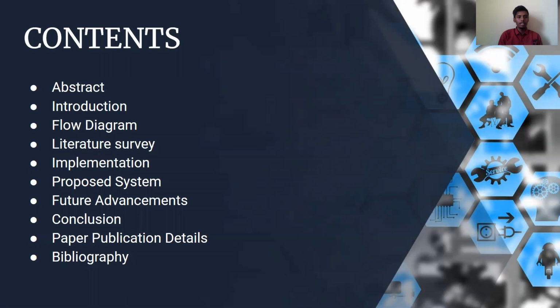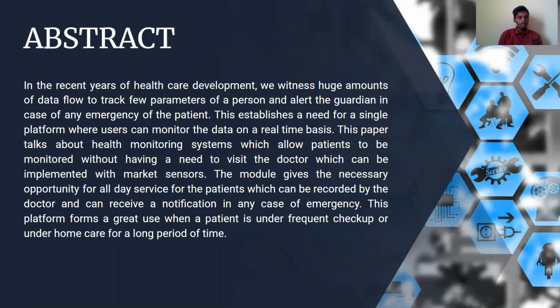Moving on to the contents, firstly, I'll be briefing the summary of the entire process, and once we move on to the introduction, we'll see how, what, and why this can be useful in different ways. Coming to the flow diagram, we'll get to know the flow architecture of the module, and moving to the literature survey, we'll have a short study of how this is important, with implementation and the proposed system, the idea of my proposal, and the future advancements, and when this will get a huge growth in the industry, with a conclusion. So, moving on to the abstract.